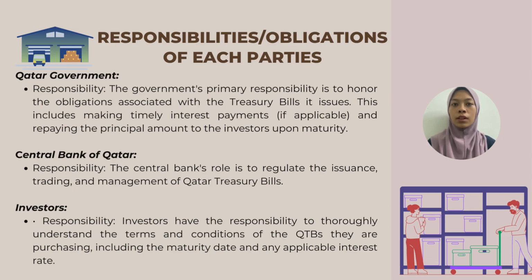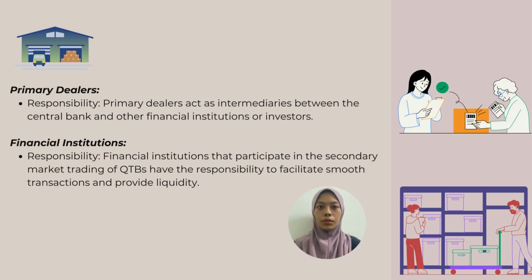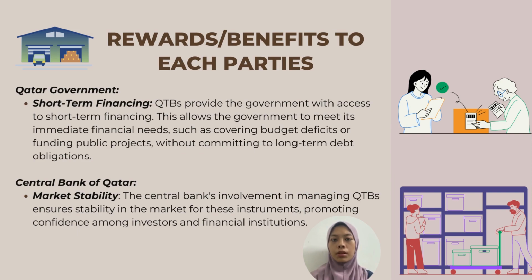So third one is investors. So the investors have the responsibility to truly understand the terms and conditions of the QTB they are purchasing, including the maturity date and any applicable interest rate. The fourthly is primary dealers. Primary dealers act as intermediaries between the central bank and other financial institutions or investors. So lastly is financial institution. Financial institutions that participate in the secondary market trading of QTB have the responsibility to facilitate smooth transactions and provide liquidity.